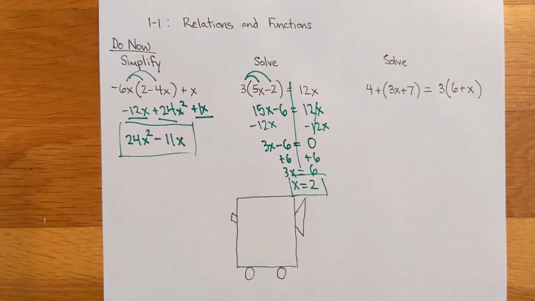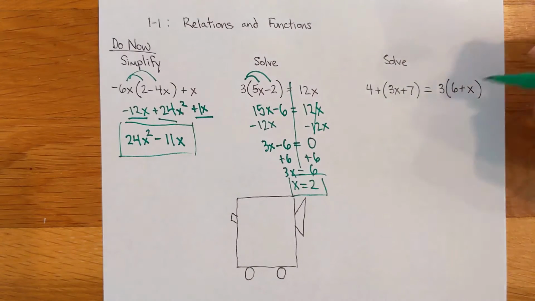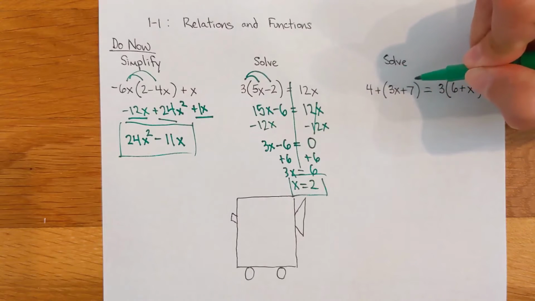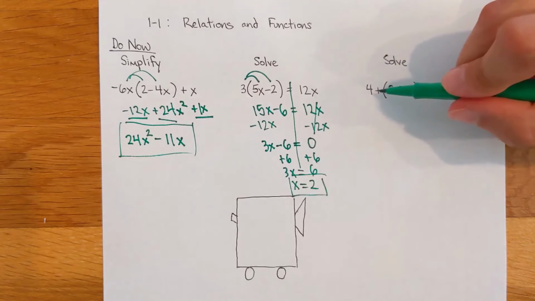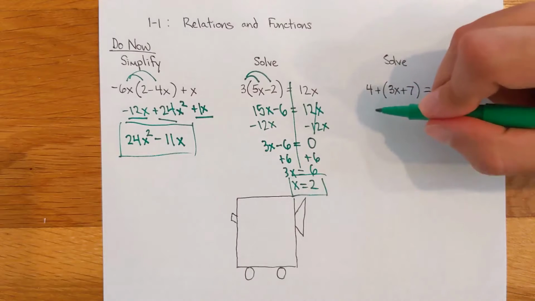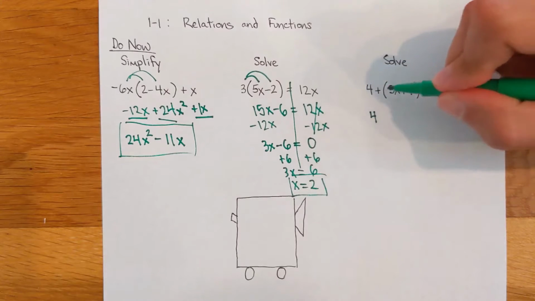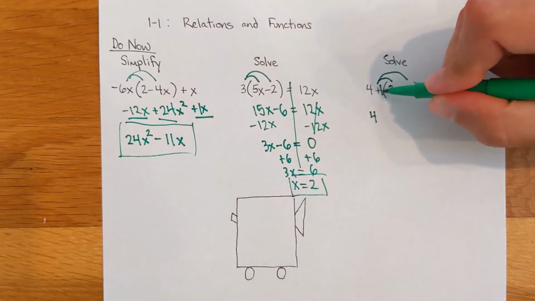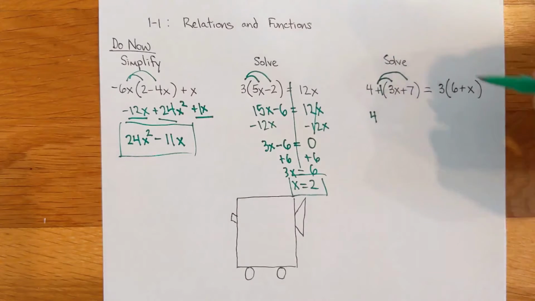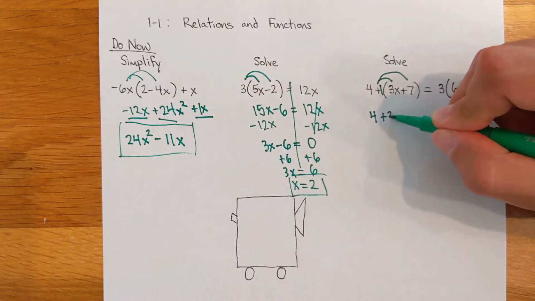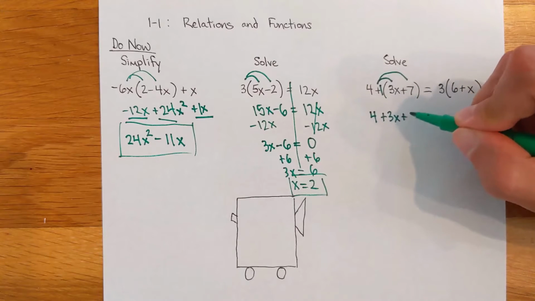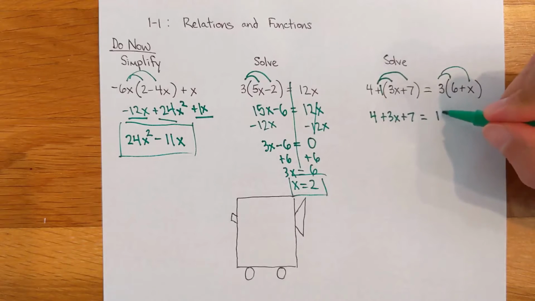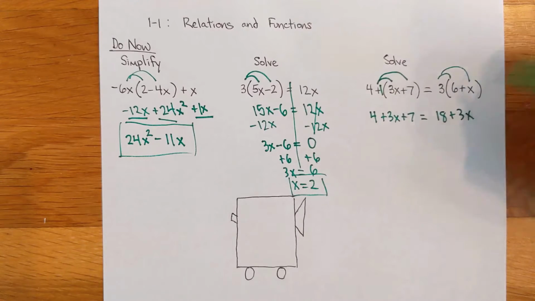And on our third do now question, I'm going to do a similar sort of process here. Sometimes people will think they need to multiply this 4 into the parenthesis, but 4 is not being multiplied. It's just sitting there. So what I'm actually going to do is bring down the 4, and I need to distribute a positive 1, because there's a plus and like a little 1 right there. So that's going to make this say plus 3x and plus 7. And then on the other side, I'm going to get 18 plus 3x.